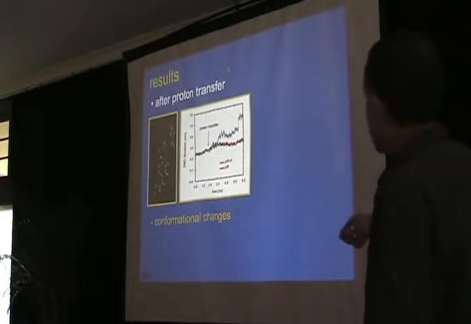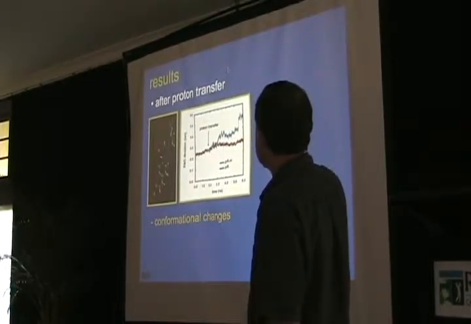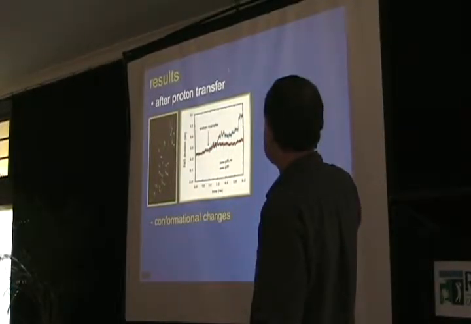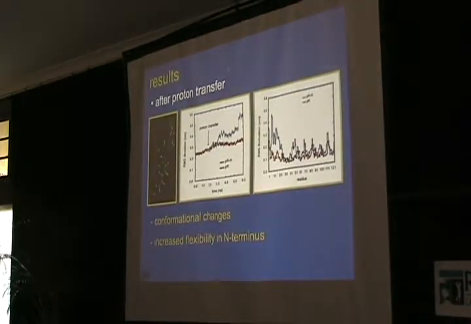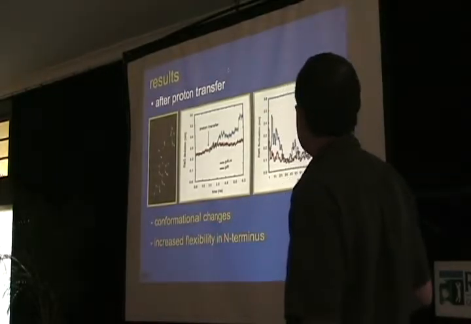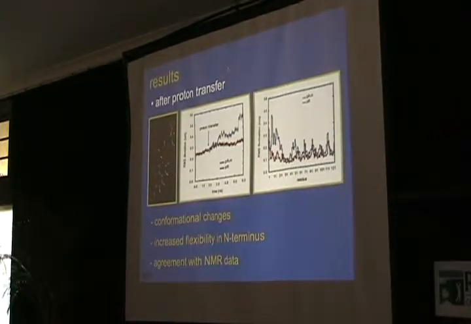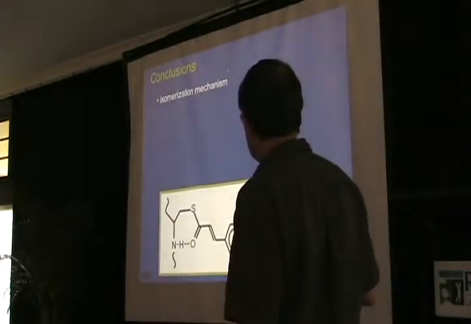And of course, once we allow it to undergo this proton transfer, you see there is a very rapid change in the fluctuation. The protein begins to unfold. And you see particular increased flexibility in the N-terminal region, which matches what has been seen in NMR in terms of the changes in the dynamics after you hit this with a little bit of light. So what can we say about the isomerization mechanism?